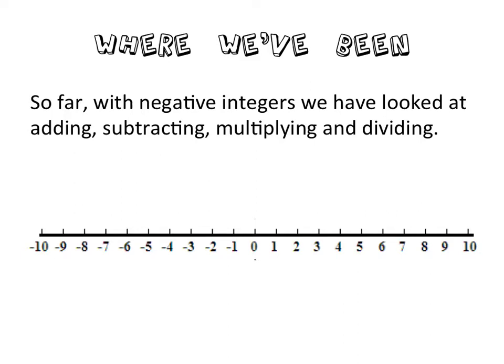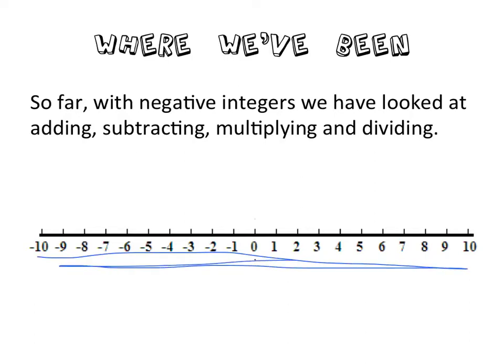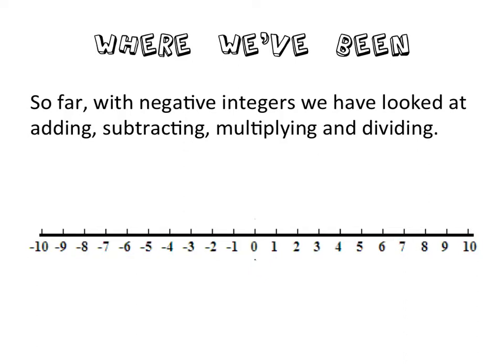So far with negative integers, we've looked at adding, subtracting, multiplying and dividing, and I've given you this little guy here as a tool to use when trying to add or subtract negative integers. We called him a number plane. And he had a 0 here and positive numbers going that way and negative numbers going that way. Now this one only goes to 10, so from negative 10 to positive 10, but it can go further.